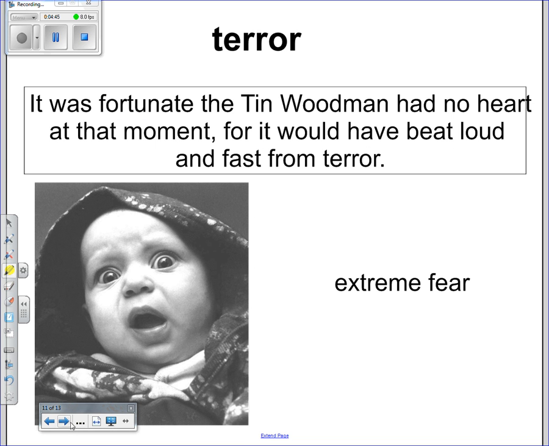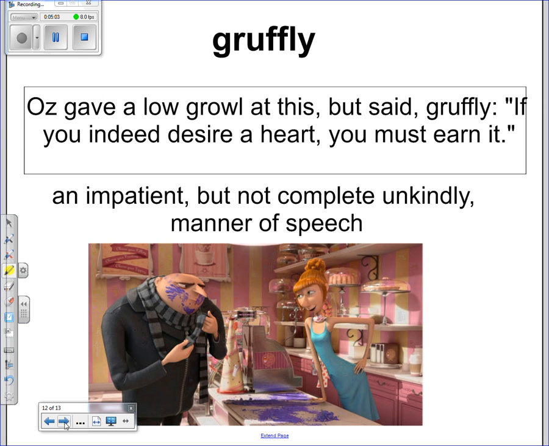Next we have terror. It was fortunate the Woodman had no heart at that moment, for it would have beat loud and fast from terror. And terror means extreme fear, so this baby looks very frightened.